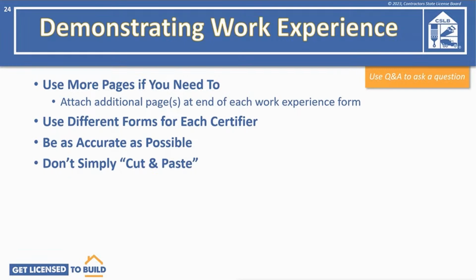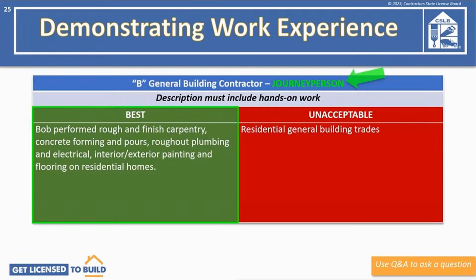At the top of this chart is the classification and type of experience you're trying to demonstrate. This first example is journey person experience. The overall theme we'll keep repeating is the more specific the description, the better. Note, the work experience form should be completed by your certifier, someone who has knowledge and has observed your work experience for the classification you're applying for. That person does not have to be a licensed contractor.